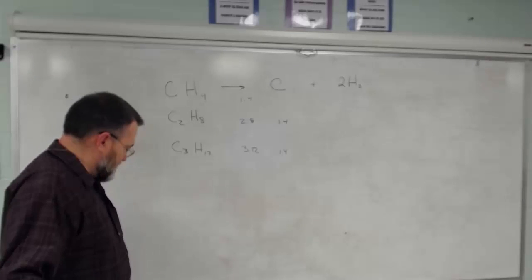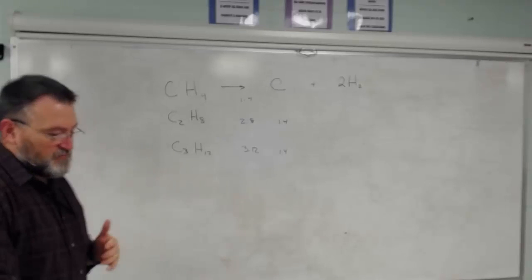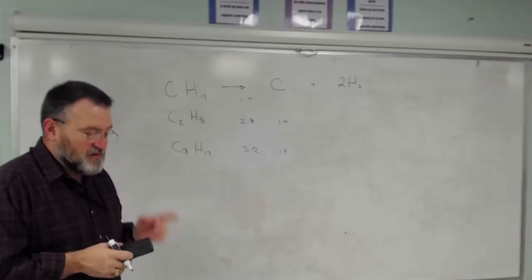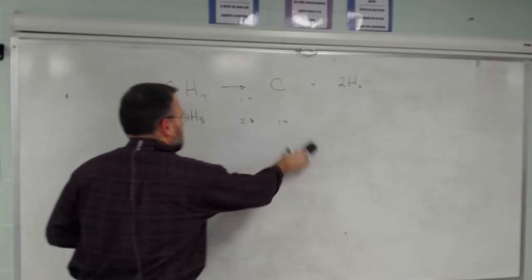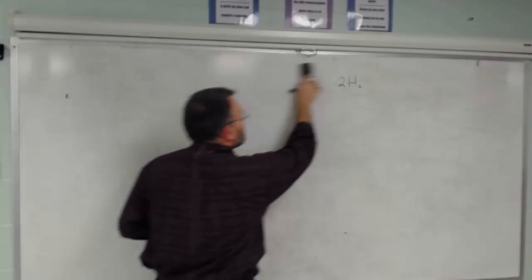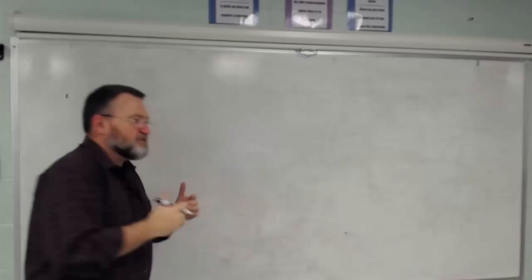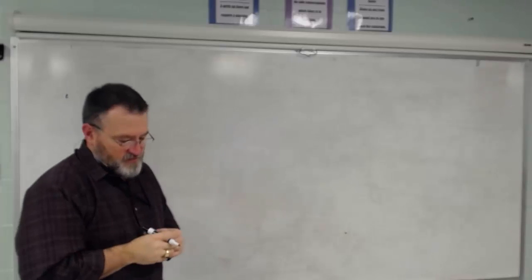Example 8-9 just gives us three different molecules and asks us to come up with the empirical formula for the compound. So how do we take the empirical formula? We take the molecular formula and we try to find common factors in the subscripts. What does that look like?